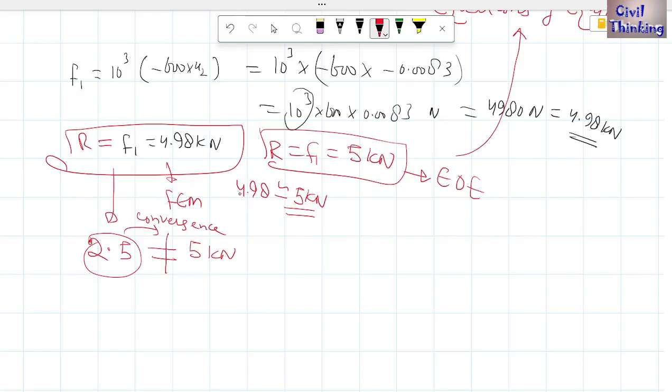So here 4.98, which is approximately equal to 5 kilonewton, means our meshing is very good. So we don't have to repeat the steps.